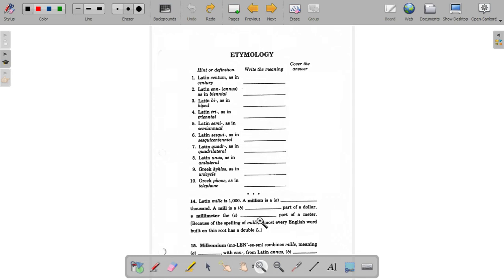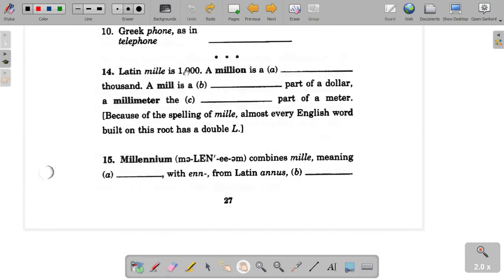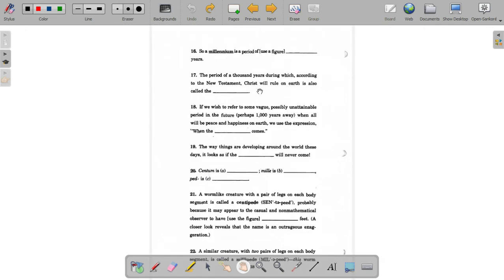So let's go down to this one. So Latin milla means 1,000. So a million is 1,000 thousands. A mil is a thousandth part of a dollar. A millimeter is a thousandth part of a meter. So millennium combines milla plus n, so it literally means 1,000 years. So millennium is a period of 1,000 years.